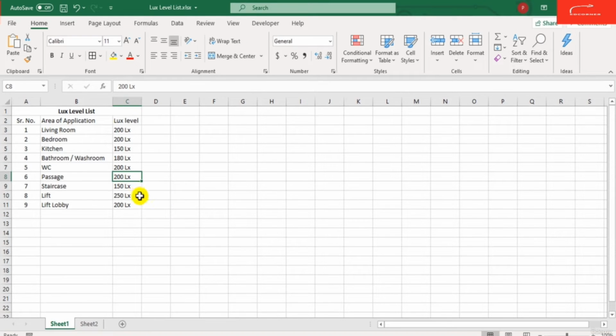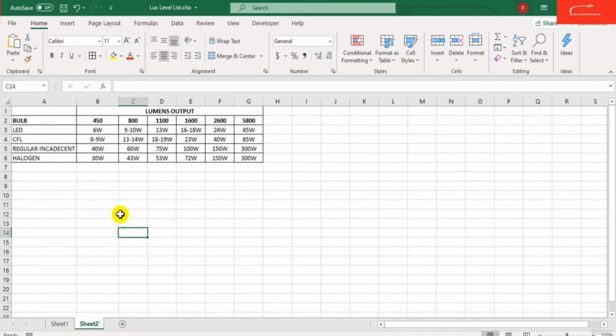So we need to find out the LED light accordingly. For example, here is the nearby 1600 lumens output, which is nearby 1725. So if I want to choose the LED downlight, I will put 16 to 18 watt LED required for that area.